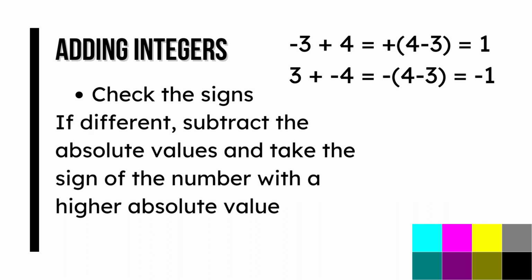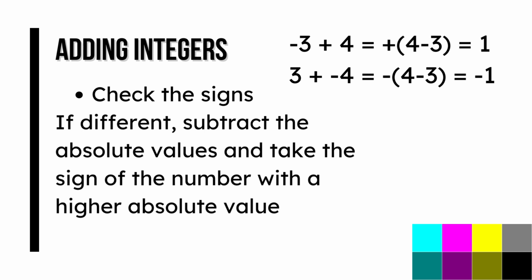If the signs are different, however, you need to subtract the absolute values. Subtract the smaller absolute value from the larger absolute value. Then take the sign of the number with a higher absolute value. Like -3 plus 4 is just 4 minus 3. That is equal to 1.